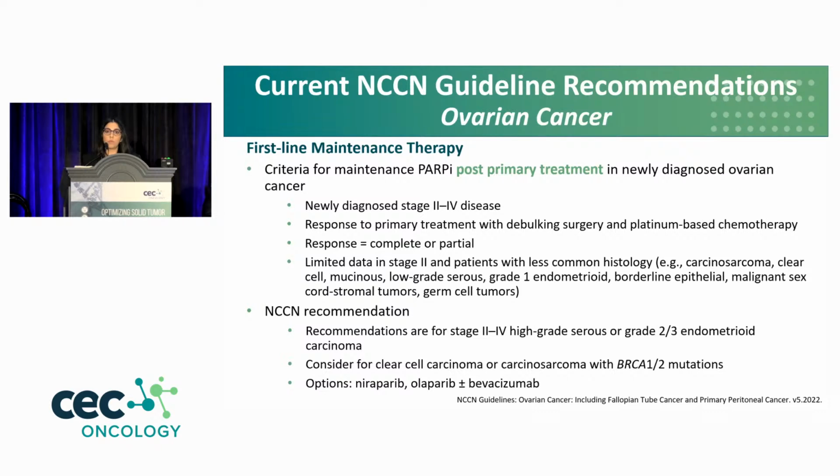However, I do want to point out that there's limited data on the use of PARP inhibitor maintenance therapy in stage 2, and often treatment for that stage is extrapolated from trials that included patients with stages 3 and 4. Similarly, patients with less common histologies such as clear cell, as well as carcinosarcoma, may benefit if they have germline BRCA mutation, but the level of evidence comes mostly from high-grade and grades 2 and 3 endometrioid carcinoma and high-grade serous carcinoma.